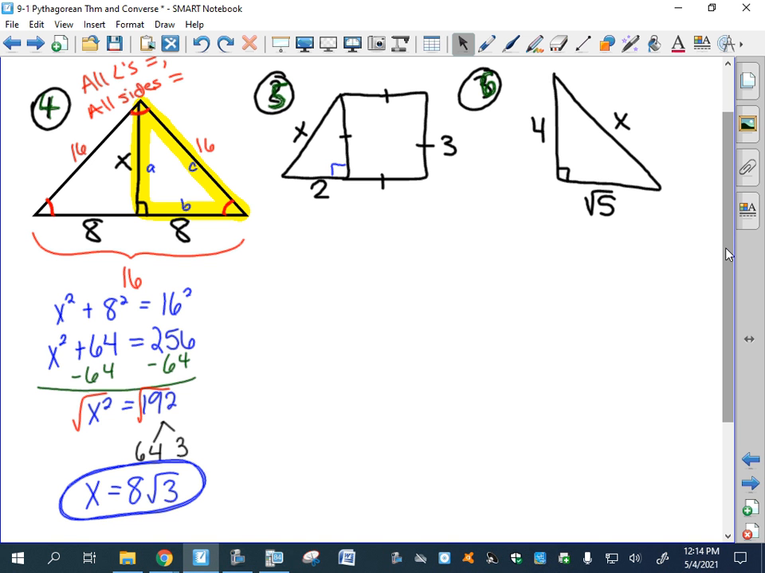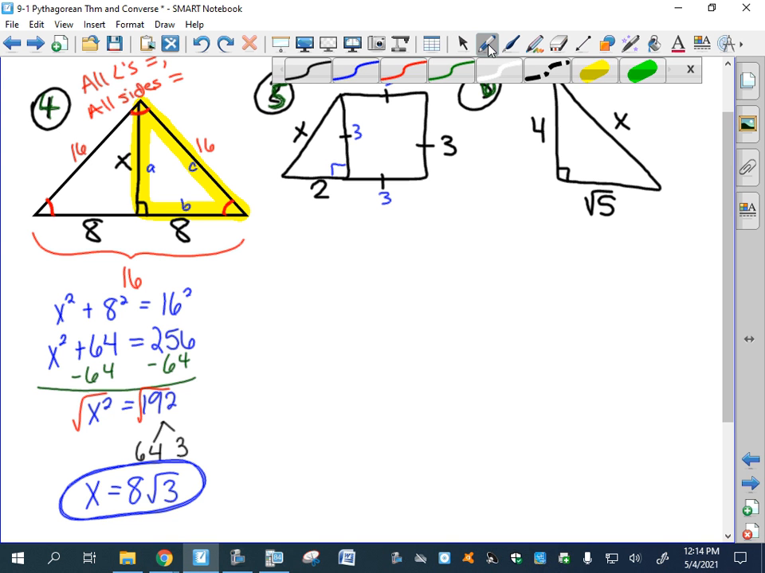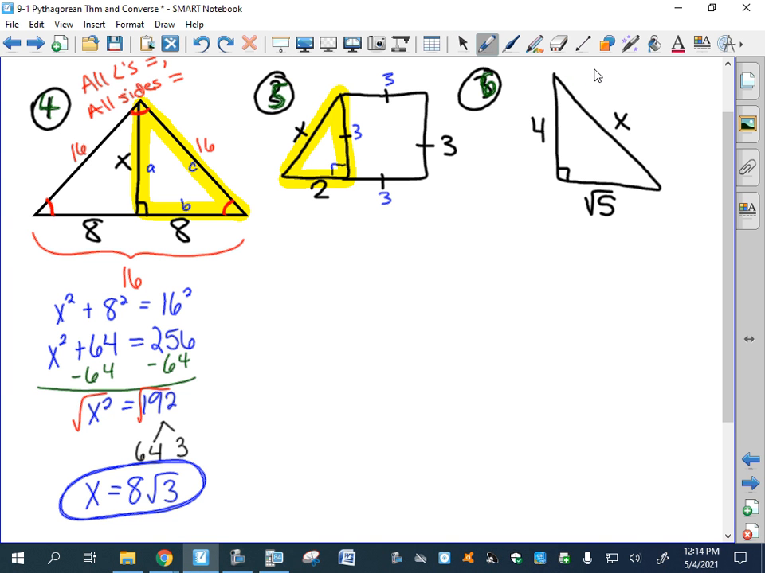Okay, so what do you know about a square? All the sides are the same, so I could put a 3, 3, and a 3. And then I'm going to focus on my right triangle, which is here, and I'm going to use my old Pythagorean theorem. What would you put for A? 2. 2 squared plus 3 squared equals x squared.